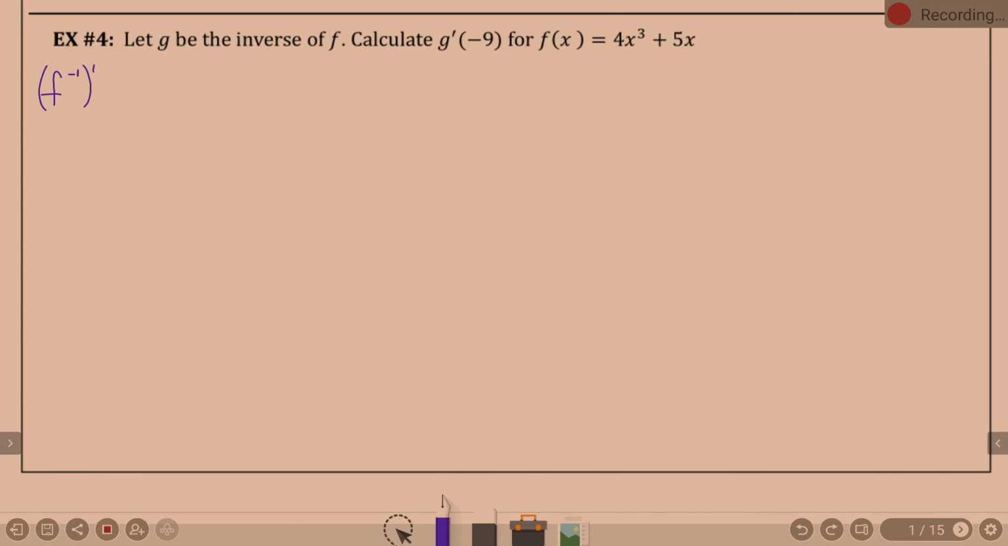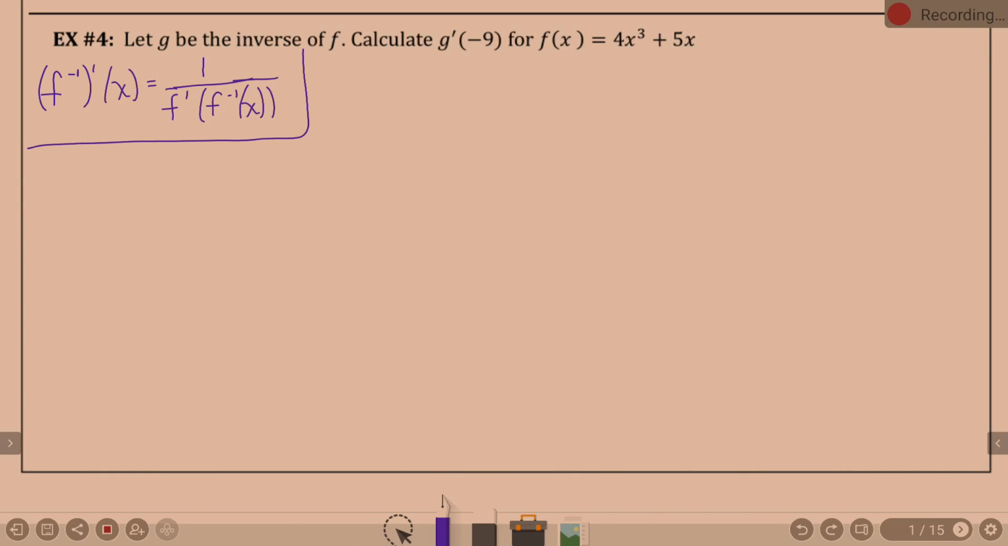So the formula for the derivative of the inverse, if you recall, is 1 divided by f prime of f inverse, or do I have that backwards? My brain's got to catch up here. Okay, so there's the formula that we were talking about that we used.